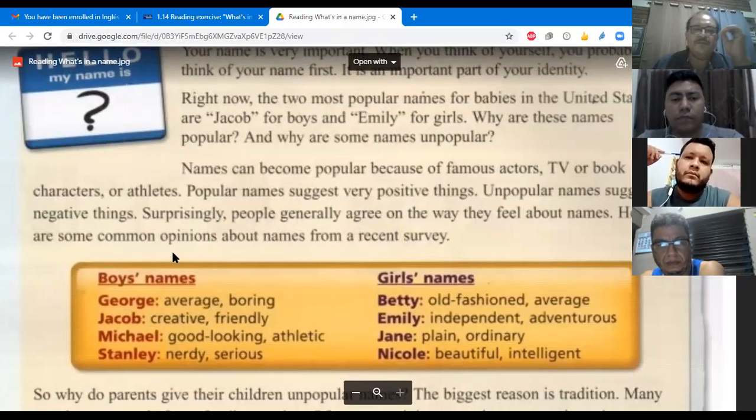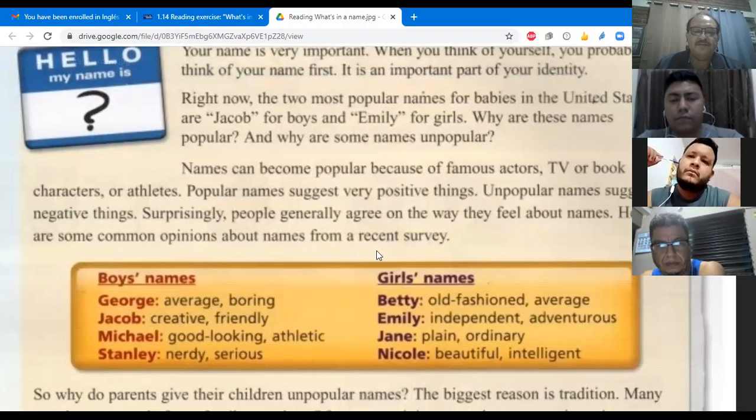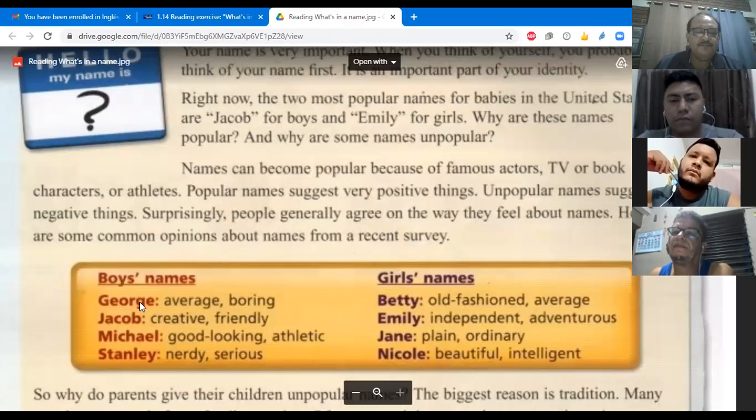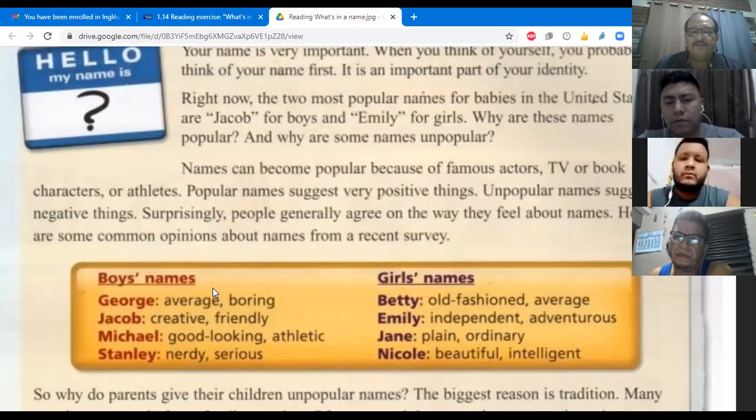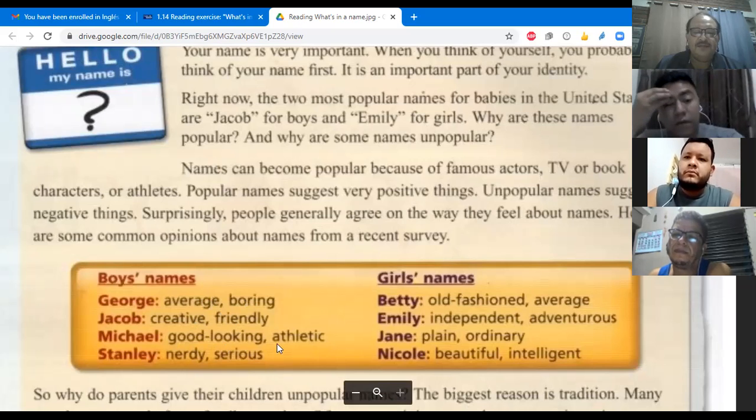Here are some common opinions about names from a recent survey. Boys' names: George, Jacob, Michael, and Stanley. And these are probably some features of the personality. Average, boring. Creative, friendly. Michael, good-looking, athletic. Stanley, nerdy, serious. Betty, old-fashioned and average. Emily, independent and adventurous. Jane, plain, ordinary. Nicole, beautiful and intelligent.